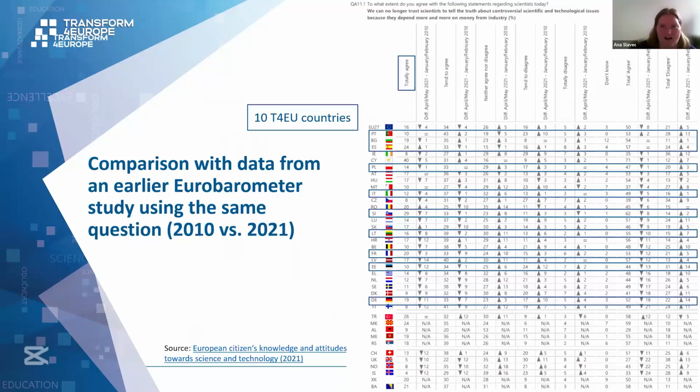Eurobarometer asked the same question 11 years ago in 2010. And here we can see for these countries what the difference is. So in total, for the European Union, we look at the percentage of agreeing. The more people agree with this statement, the less trust. And we see that in all the 27 countries together, the decrease was 4 percentage points. So in total, there was this decrease, but it was different between different countries. In some countries it was smaller, in some bigger.